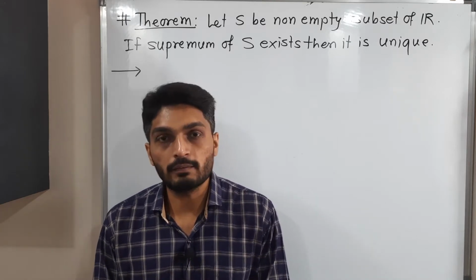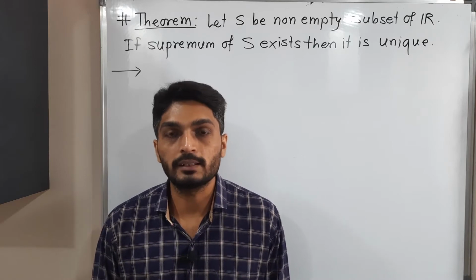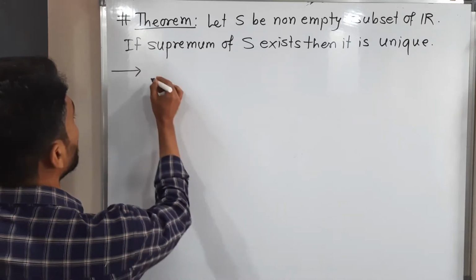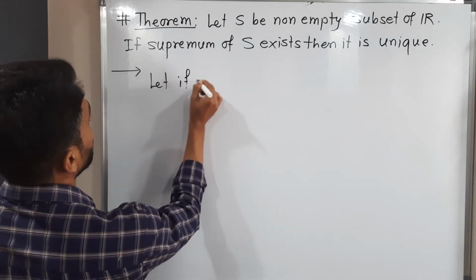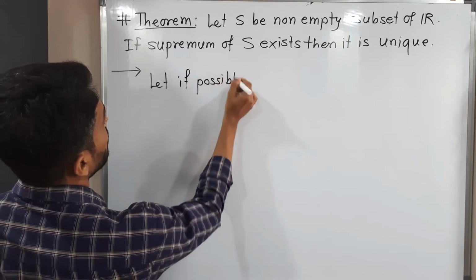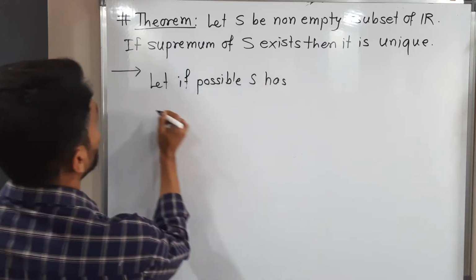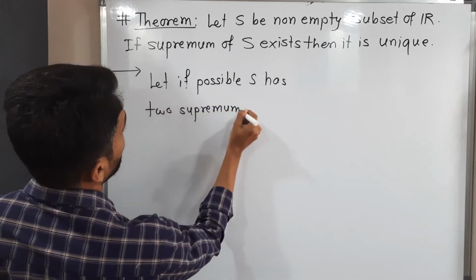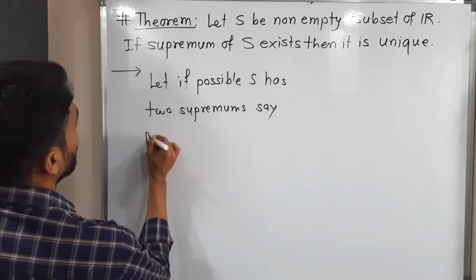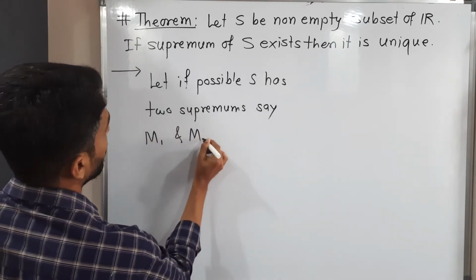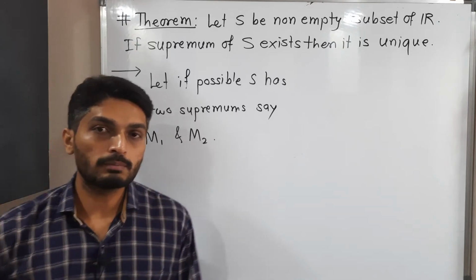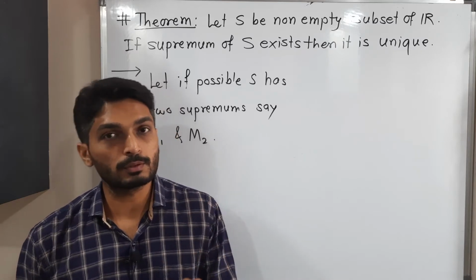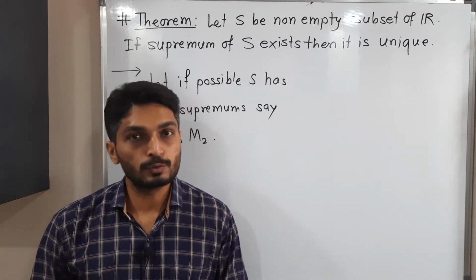You know our technique. When we have to prove it is unique, normally we assume that there are two such supremums. So here, let it be possible that S has two supremums, say M1 and M2. We have to prove that the supremum is unique, but I am assuming it has two supremums, M1 and M2. M1 is also a supremum of S and M2 is also a supremum of S.